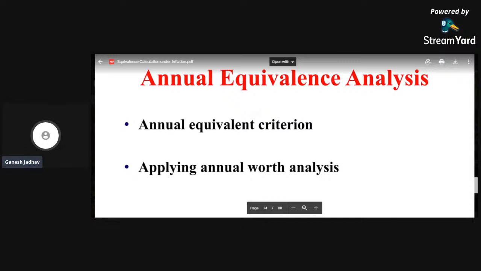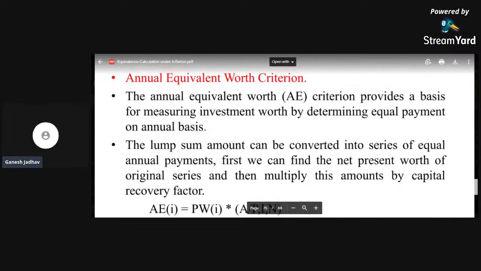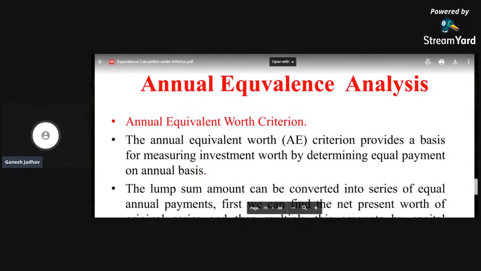So first, what is annual equivalent worth analysis? This is the definition. We can say that the annual equivalent worth, that is the AE criterion, provides a basis for measuring investment worth by determining the equal payment on an annual basis.